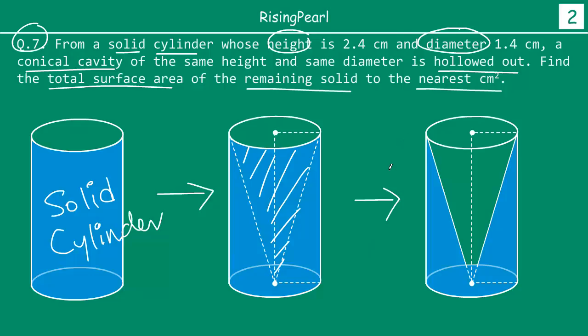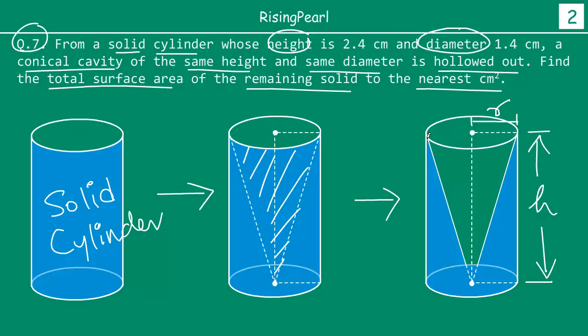Now what is given, it is important to note, is that this height is given to us because we know the height of the cylinder. Also the radius of the cylinder, R, is given because the diameter is given. And now the cone exactly matches. The cone has the same height and the same diameter. So the cone exactly fits inside.